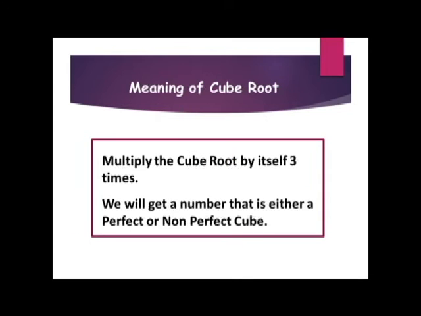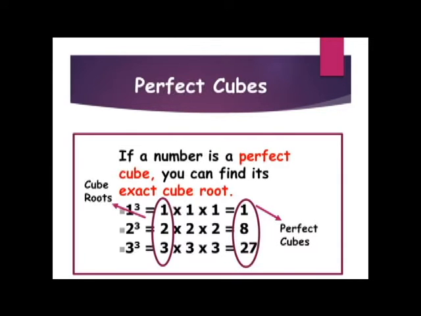If you multiply the cube root by itself 3 times, you will either get a number that is a perfect cube or a non-perfect cube. If a number is a perfect cube, you can find its exact cube root. So 1 cubed is equal to the perfect cube 1, 2 cubed is equal to the perfect cube 8, and 3 cubed is equal to 27, which is another perfect cube.